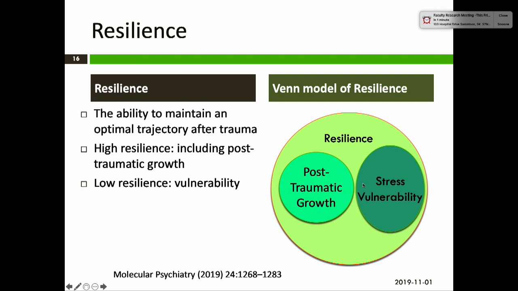Okay, so this is a Venn model of resilience showing that resilience is a broad character that can include post-traumatic growth, which shows how we can get back to the healthy pathways, and also the vulnerability part, the stress vulnerability. So why we put it together this way is because resilience is a term that we think we can work on, we can help, we can change.